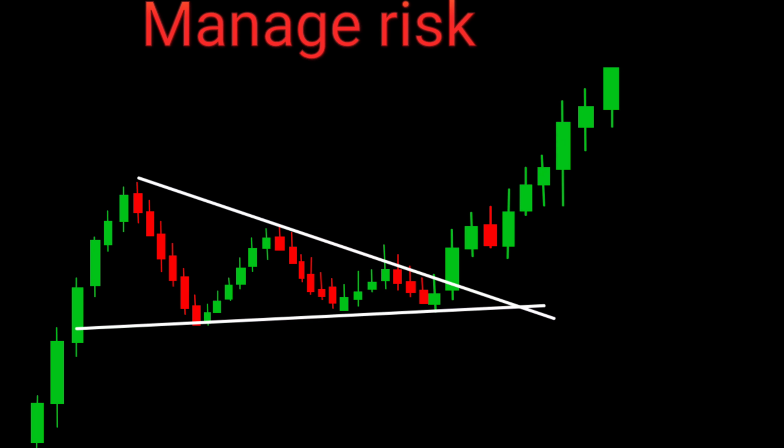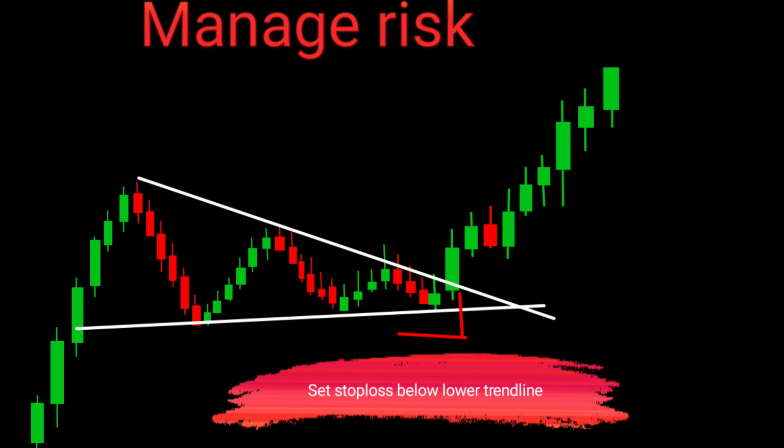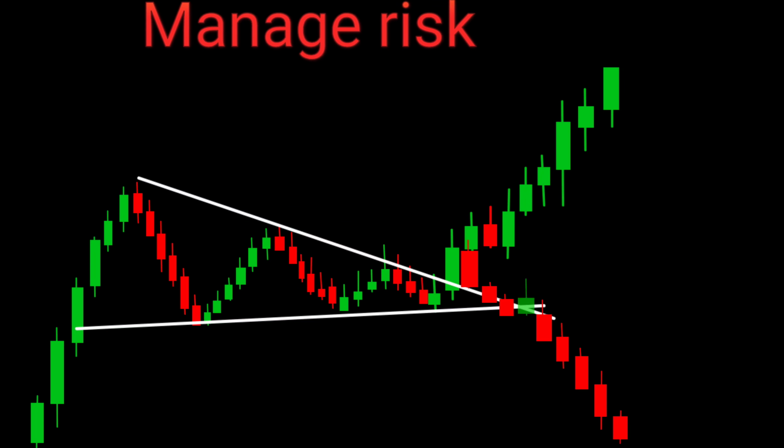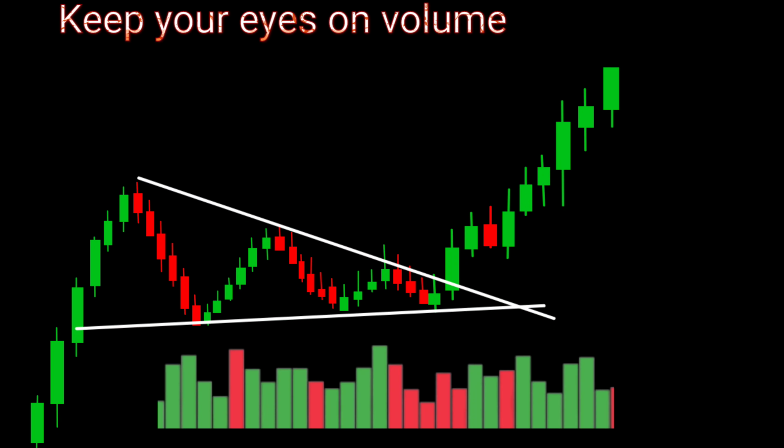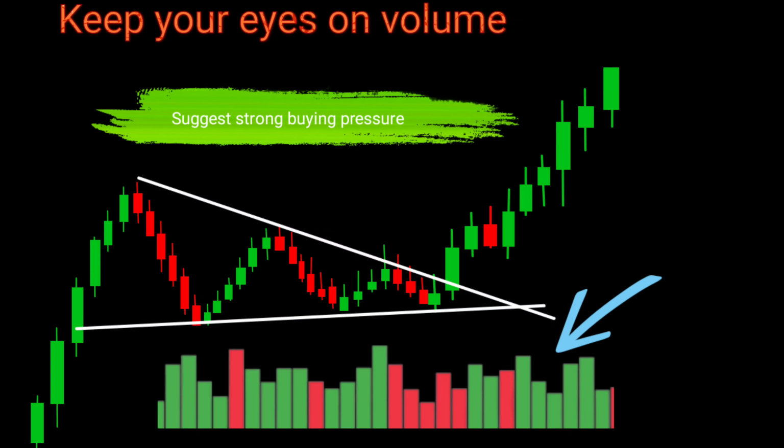Manage your risk by setting stop-loss orders below the lower trend line. This helps protect your position in case of a false breakout or unexpected price reversal. Don't forget to keep an eye on volume during the breakout. Increasing volume during the breakout confirms the bullish sentiment and suggests stronger buying pressure.